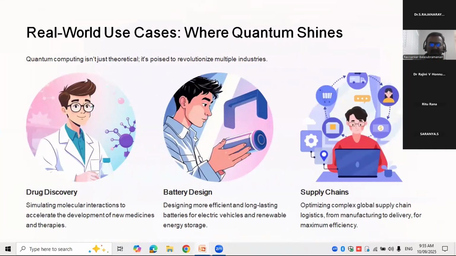Okay, the real world use cases here, where the quantum science. So drug discovery, simulating molecular interactions to accelerate the development of new medicines and new therapies. In battery design, designing more efficient and long lasting batteries for electric vehicles and renewable energy storage. And in the supply chain area, optimizing the complex global supply chain and logistics from manufacturing to delivery, for maximum efficiency. So these are the real world use cases.